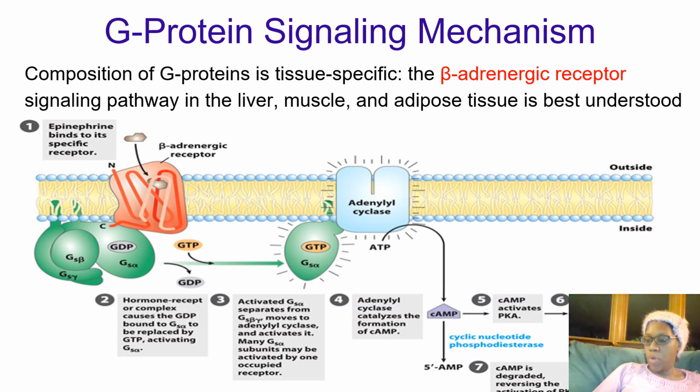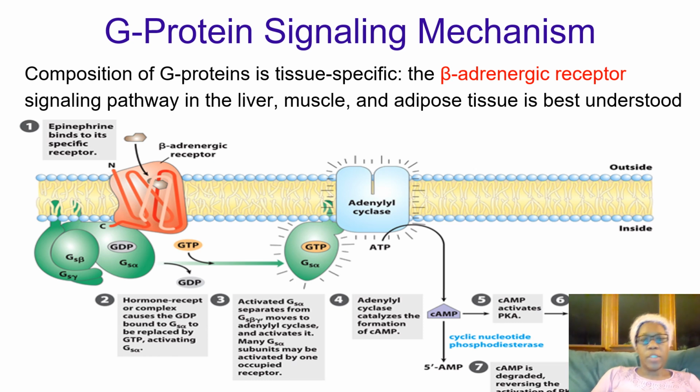There are many G proteins, but the composition of those G proteins is tissue specific. The beta adrenergic receptor signaling pathway that's in our liver, in our muscles, in our fat cells, which I've just mentioned, is the best understood. So you're responsible for learning the steps and the mechanism of the beta adrenergic receptor pathway. So let's go over this pathway.